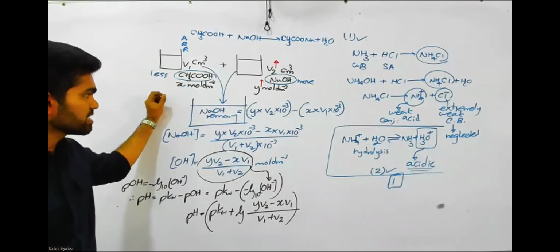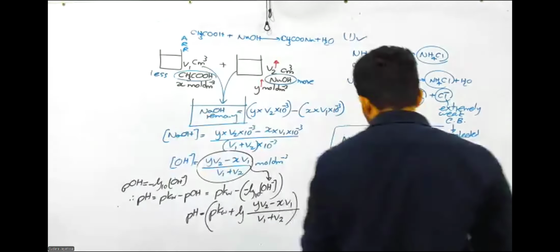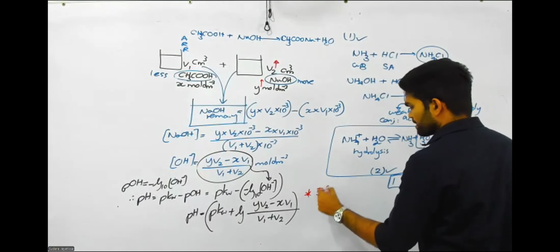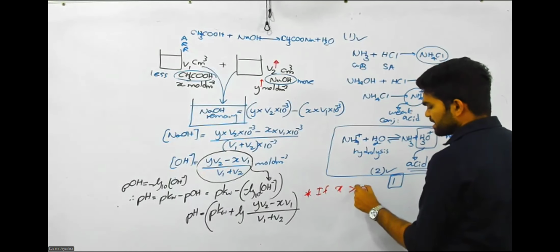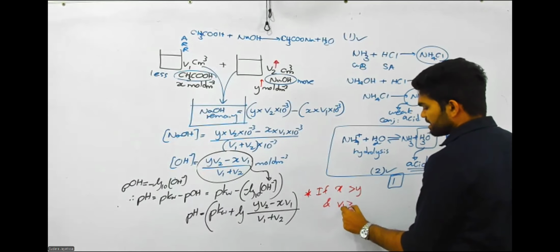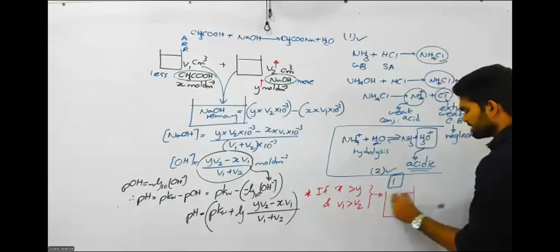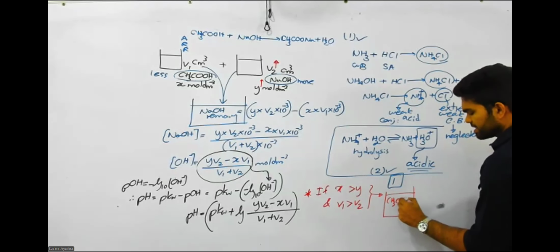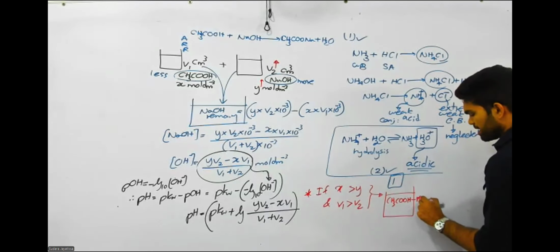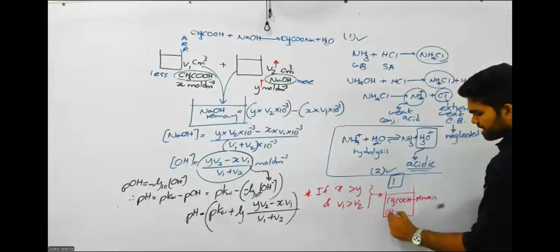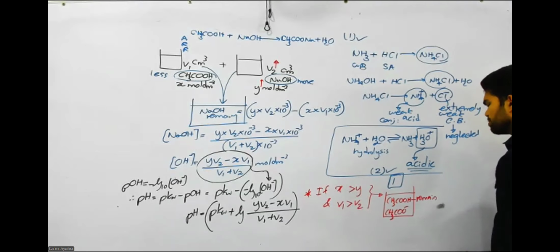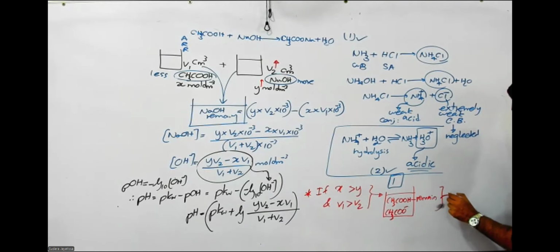Okay, right there, put a star and say, if X was larger than Y and V1 is larger than V2, so in the solution some acetic acid will remain, and then some amount of sodium acetate will be formed, and now the whole thing will be a buffer. Then the formula you are going to use is Henderson. The suitable question.